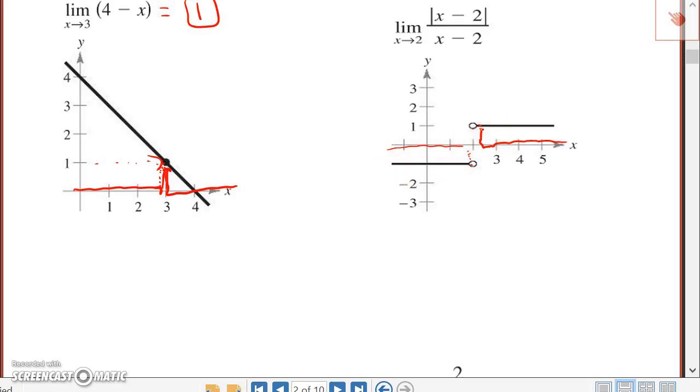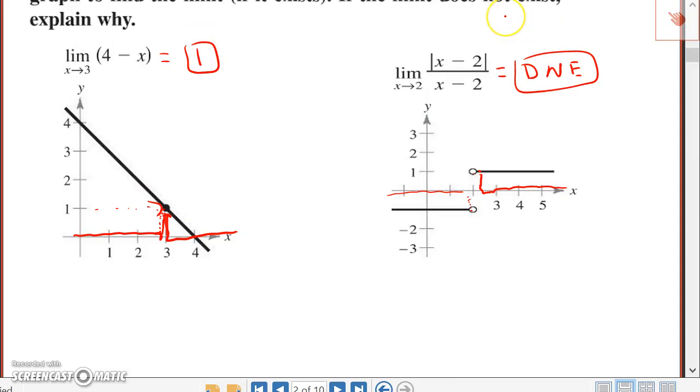Now, since this has two different values, as x approaches 2 from the left, it approaches positive 1, but as it approaches 2 from the right, it approaches negative 1. Therefore, since the limit approaches two different values, our limit does not exist. It has to approach one value, the same value from the left and from the right.